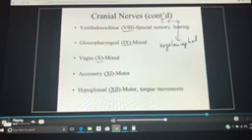All right, you have your vestibulocochlear. This is your pure sensory. Your glossopharyngeal is a mixed nerve, motor and sensory. Vagus nerve is mixed, accessory, pure motor, hypoglossal, pure motor. It's involved in your tongue movements.